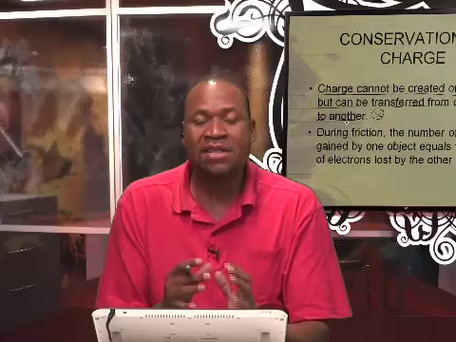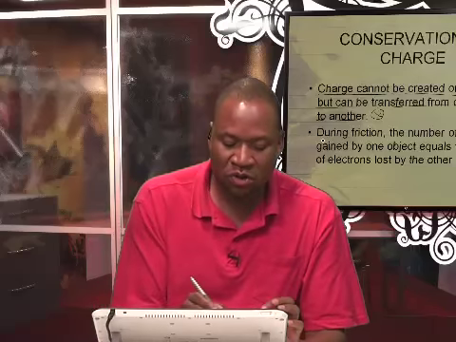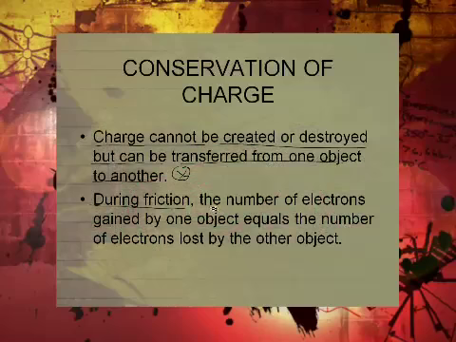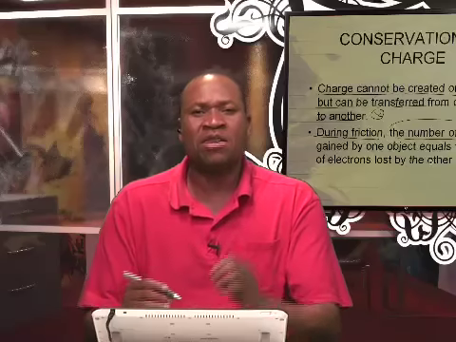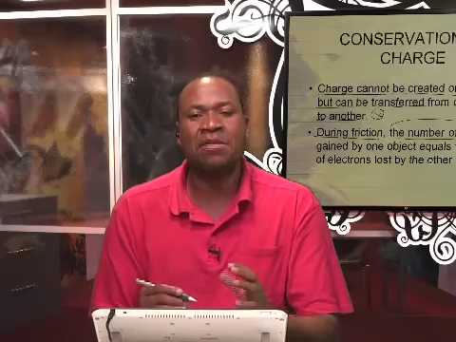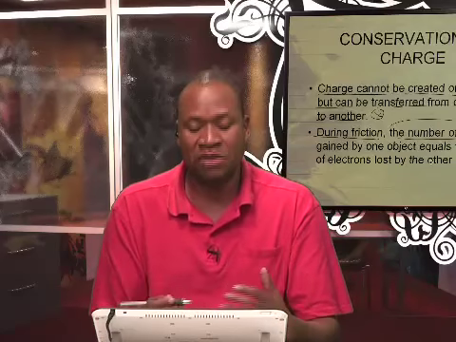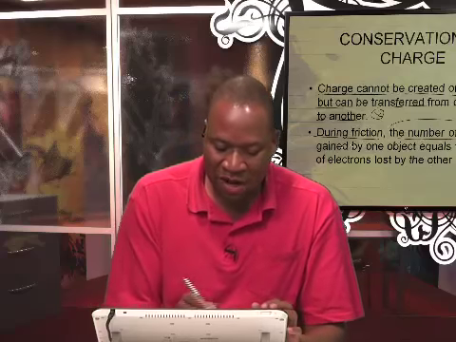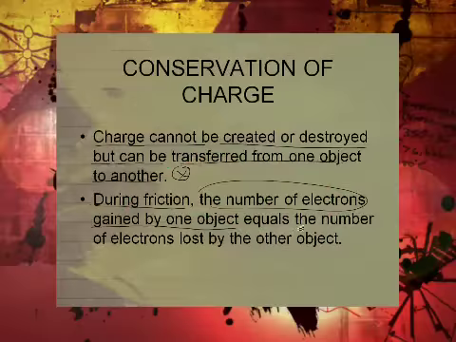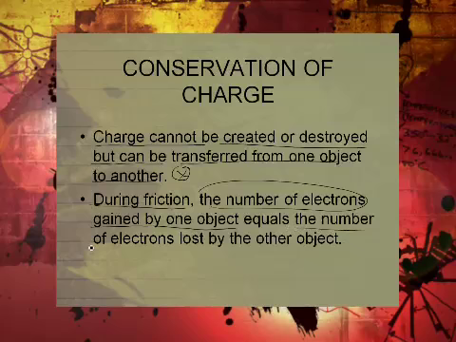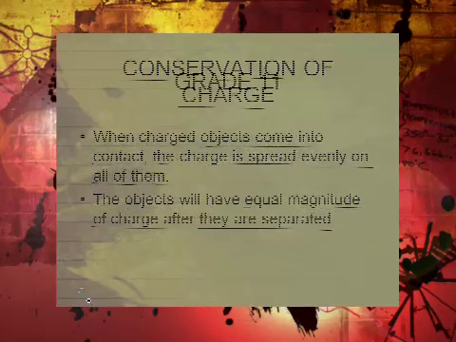And when is it transferred? It is transferred during friction, where electrons would move from one object to another. But to show that charge is being conserved here, we would see that the number of electrons gained by one object will always be equal to the number of electrons lost by the other object involved in that friction.